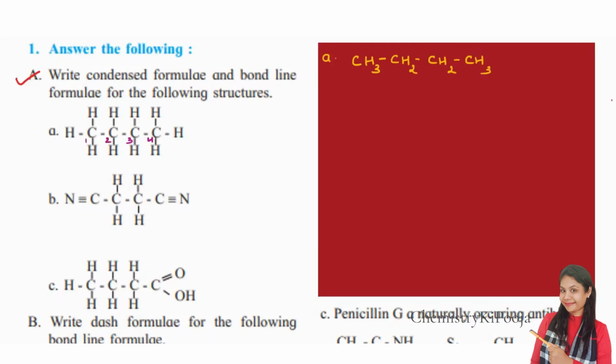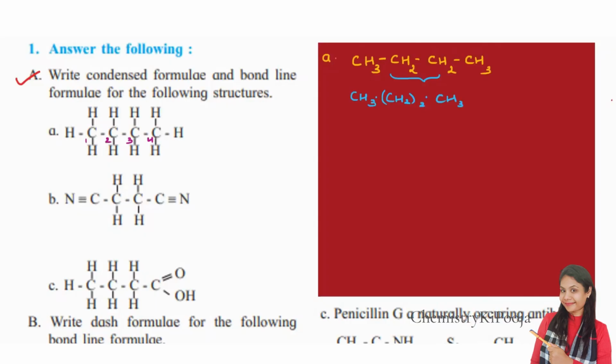Now the same structure, I can also write as CH3. Then these two are common, so I can write CH2 in the bracket. Clear? Even if you don't put the bond, it is still okay. And then you're going to write CH3. So while writing the condensed formula B, simply I'm going to write all the common terms together.